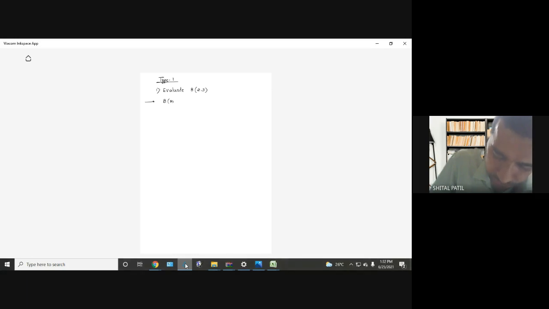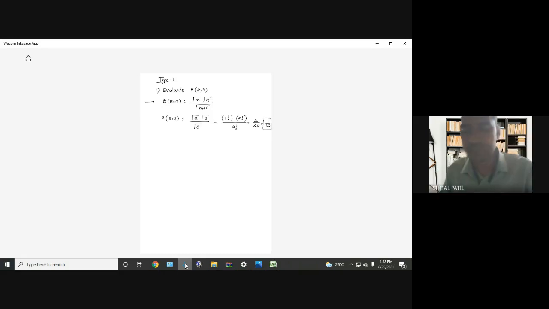So right now, you have to use this formula. Gamma 2, gamma 3, gamma 2 plus 3, 5. But what is gamma 2? 1 factorial. Gamma 3 is 2 factorial, isn't it? Gamma 5 is 4 factorial. So 2 divided by 24, that is 1 divided by 12. Getting everyone?